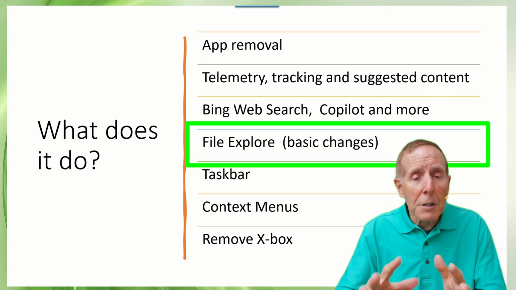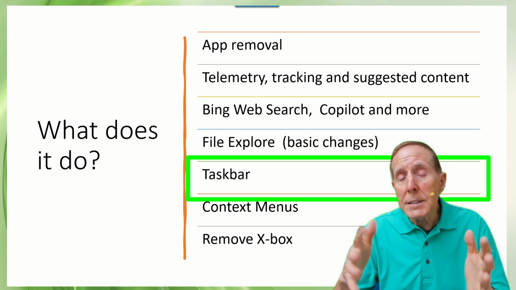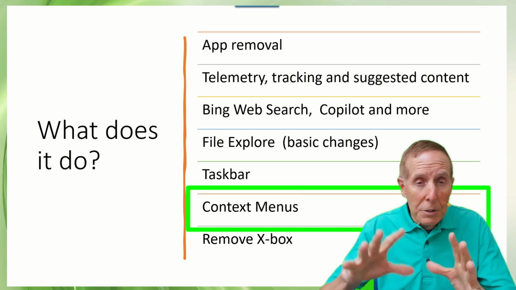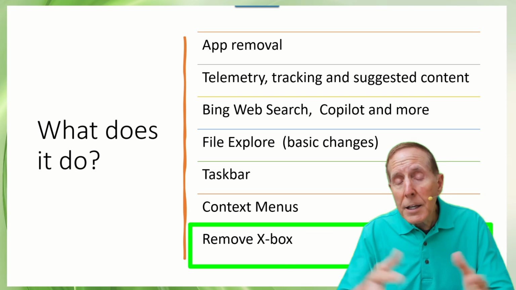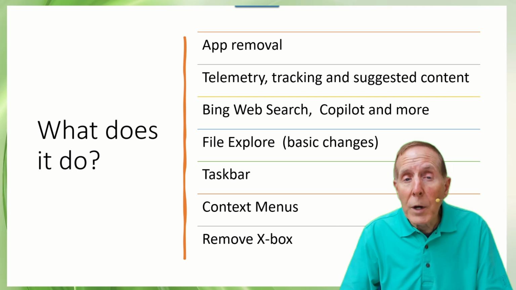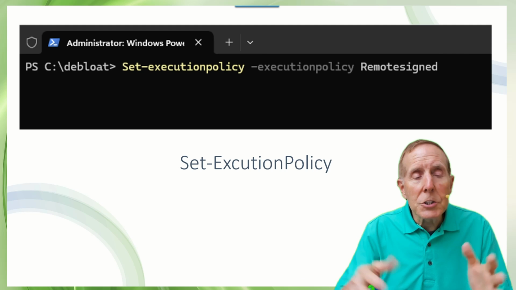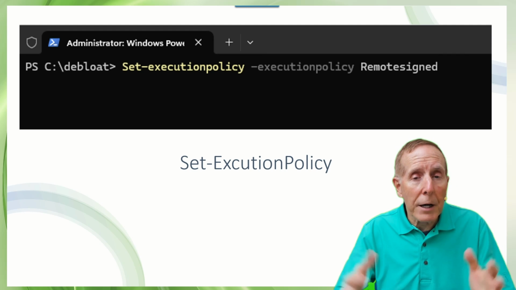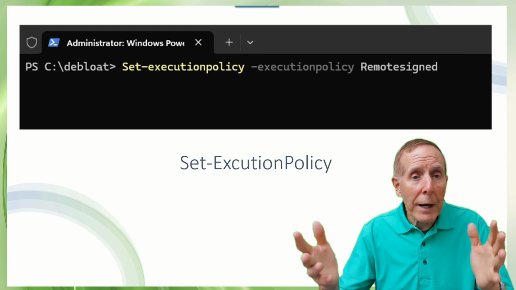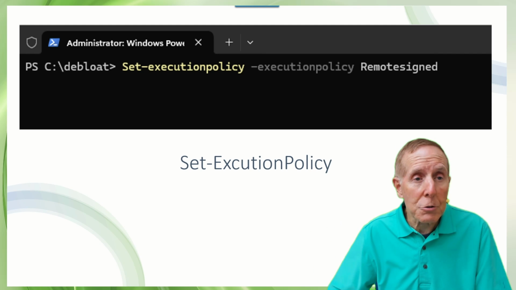There's a few things that you can modify in File Explorer if you want, and they give you the option of making taskbar changes, and that's entirely up to you. Then context menus, if you want to modify those, are available. And then Xbox-related material, you can rip that out. So that's what Win11Debloat does. In order to run this PowerShell, you're probably going to need to change your execution policy on PowerShell. So if you're not familiar, you might want to go back and look at your PowerShell policy and modify it so you can run a PowerShell script on that PC.